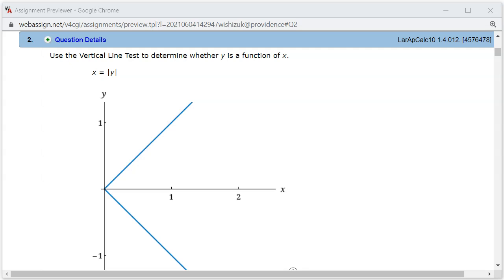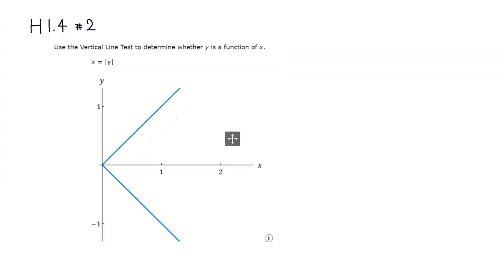All right, let's look at homework 1.4, problem number 2. We want to use the vertical line test to determine whether this graph represents a function of x. So let's do that. This is just a simple application. We can just draw a vertical line.